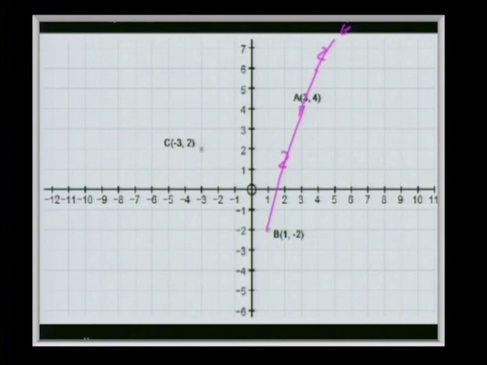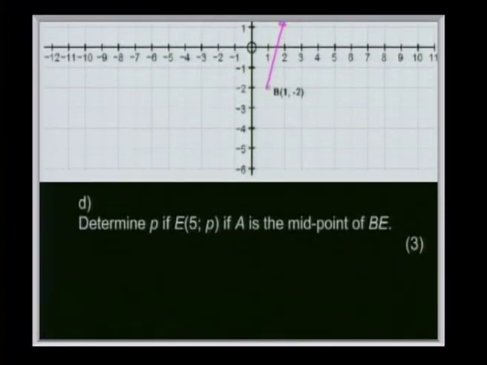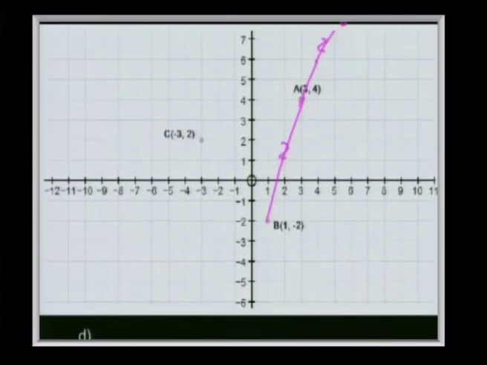We know that the midpoint is the average of the x's and the average of the y's. What was this point over here? This was the point (5, P). So we know that over there it is (5, P).